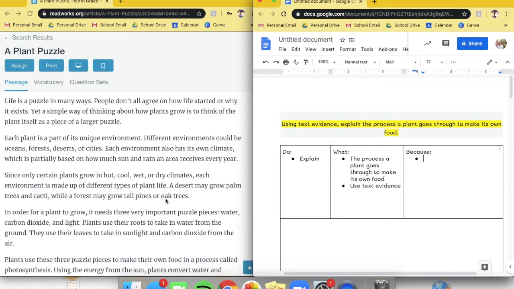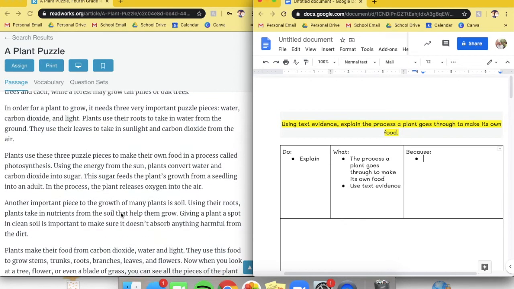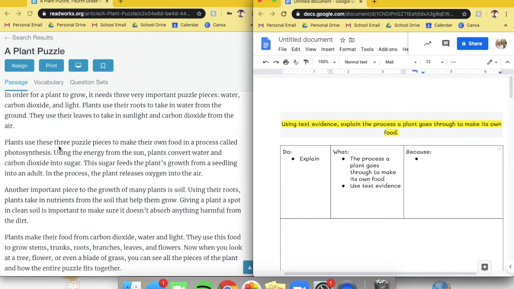I'm going to jump over to my passage, and when I'm trying to find an answer in my passage, I'm looking for key words in this passage that go with my prompt. So since I'm talking about processes in food, those are 2 words I'm going to look out for, because wherever I see those words, there is a good chance that's where my answer is. All right, I see food over here. Plants use 3 puzzle pieces to make their own food. I'm going to reread that section because it has one of the key words that I'm looking for, so there's a good chance that my answer is going to be in that section.